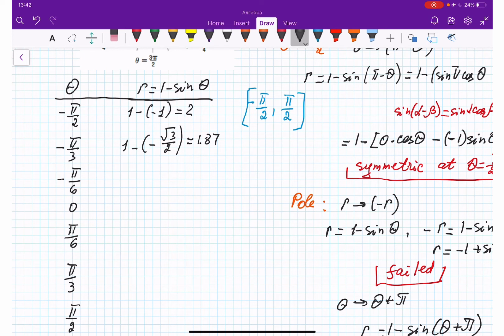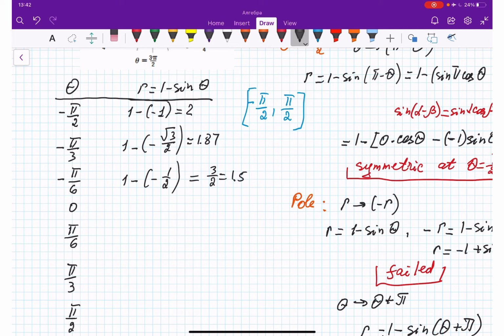And then we are getting next 1 minus negative 1 half, because sine of negative pi over 6, which is 30 degrees, is negative 1 half. We are getting 3 over 2, 1 and a half, right?